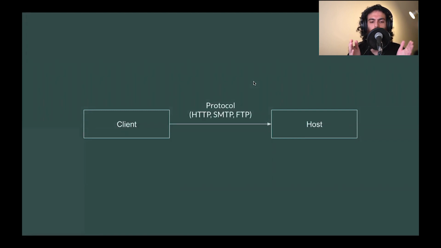Now, depending on what you're trying to request from the host, or depending on what you're trying to give to the host, you have to use one of the several protocols that are available. Now, our focus today, of course, is HTTP, but let's say that you are trying to send an email from your computer to another computer. The protocol you would use would be something like SMTP. That's for sending emails. There's another one called POP3, which is for receiving emails. Then you have something called FTP, which is specifically for transferring files, uploading files.